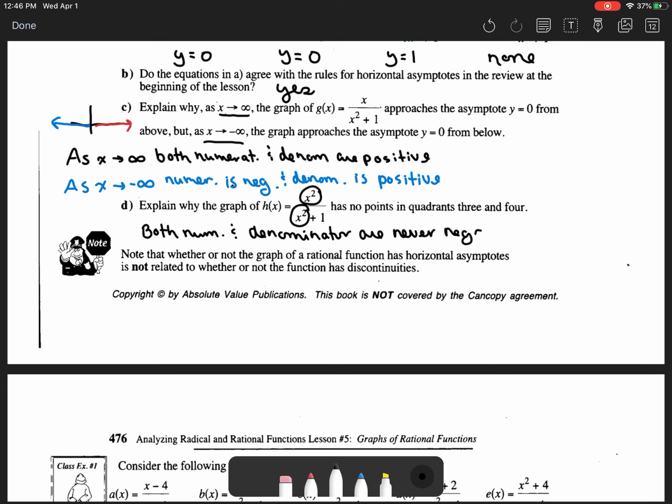Okay, so hopefully that makes sense. It's impossible to have either of those be negative. So h of x, which is the function, is always greater than or equal to 0.